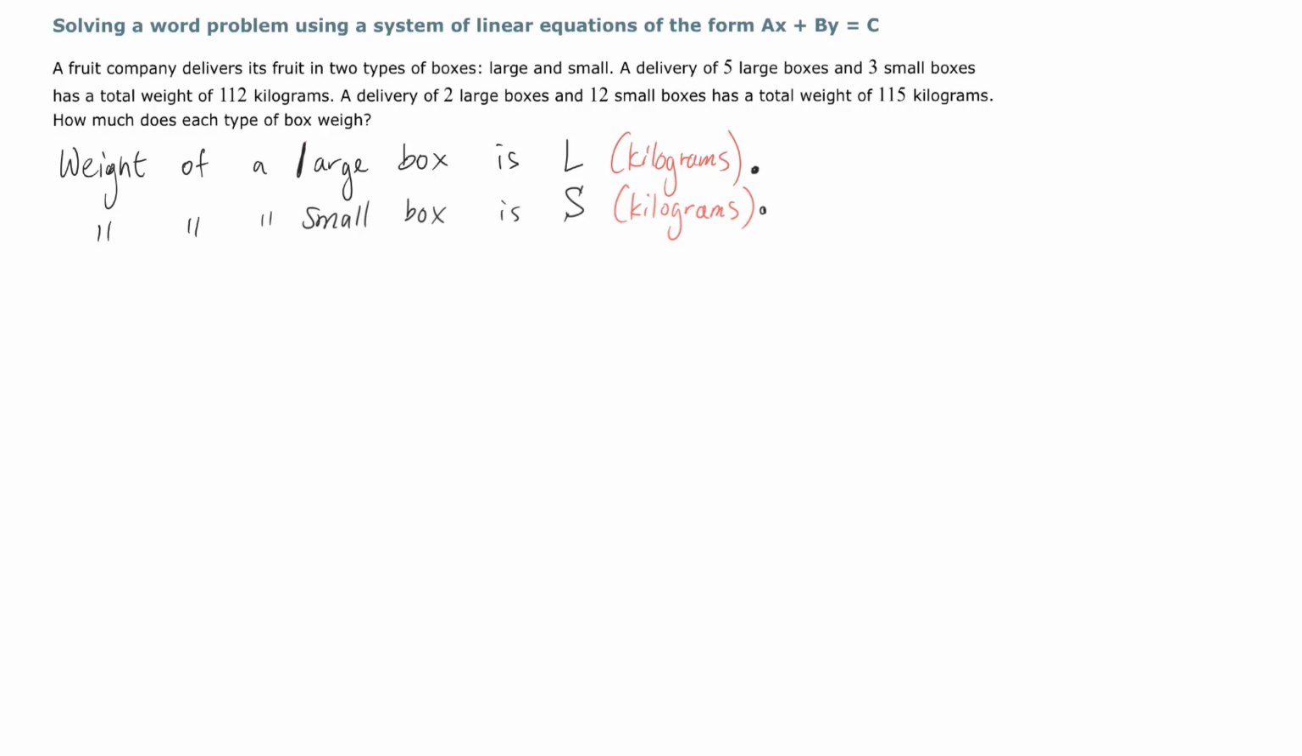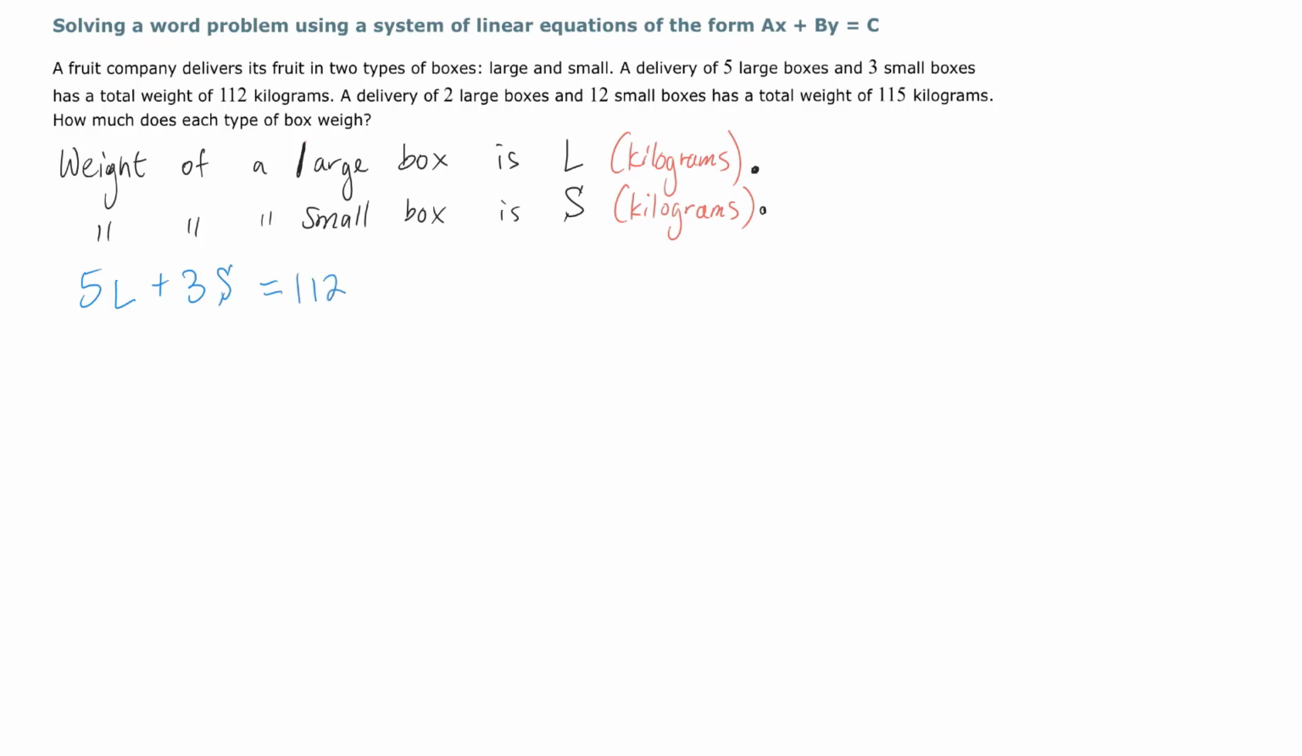And if you go back and read the problem, look for some information that's very useful. The delivery of 5 large boxes and 3 small boxes has a total weight of 112 kilograms. So this is actually going to make a kilograms equation. Let's say it's 5L plus 3 times capital S equals a total of 112 kilograms.